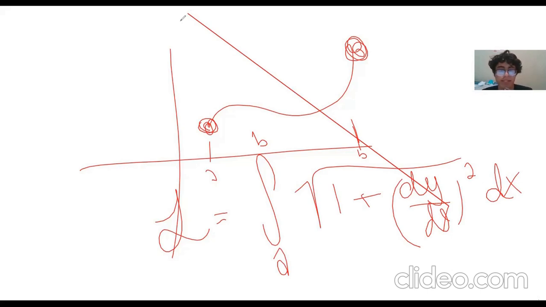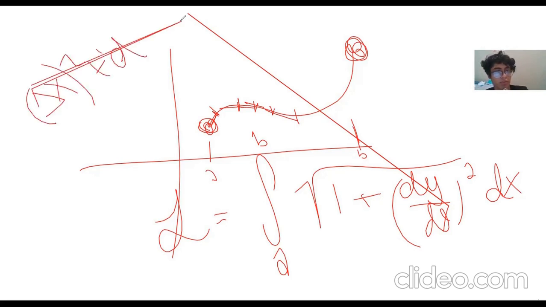And what this means is this length plus this length plus this length plus this length plus this length. You add them up, and each length is like some Pythagorean theorem, where it's like the square root of change in x squared plus change in y squared, and this is where the idea comes from.